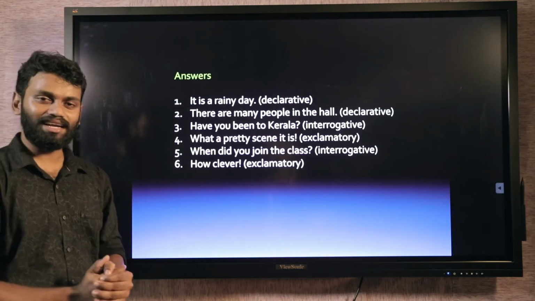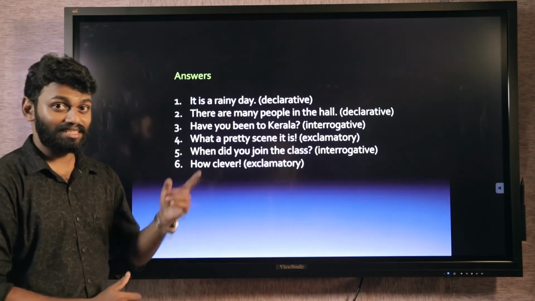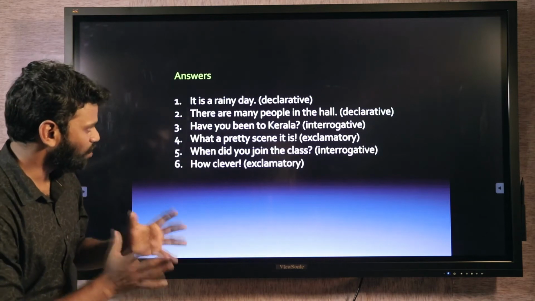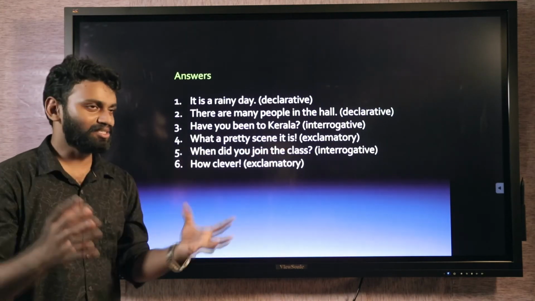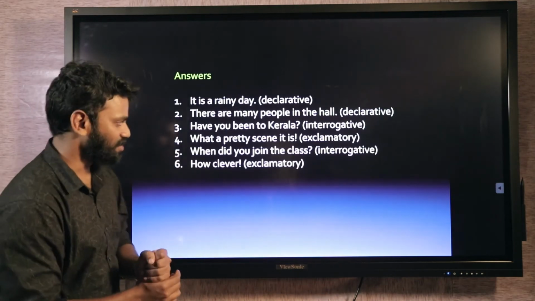Have you been to Kerala? It's a question. It's an interrogative sentence. What a pretty scene it is. It ended with an exclamation mark. So you can be sure that's an exclamatory sentence.